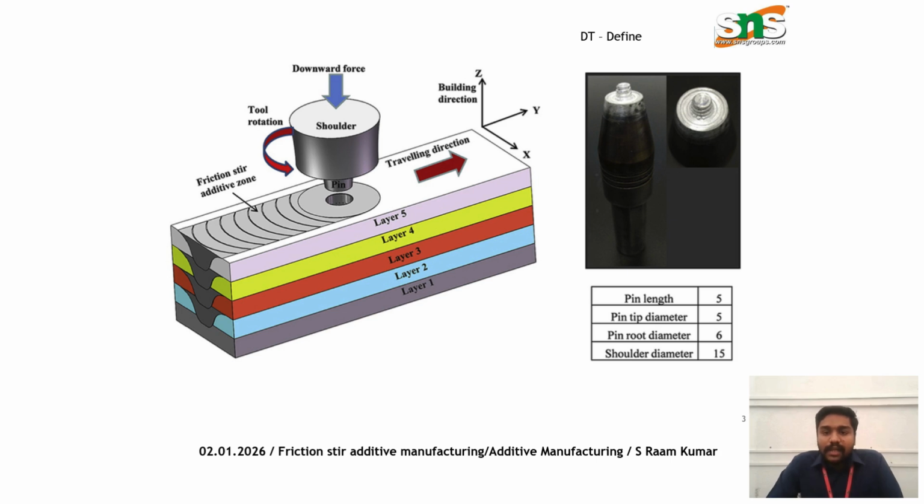From the picture, we can identify the pin length, pin tip diameter, and pin root diameter. So in order to process the friction stir additive zone, we can differentiate based upon the apparatus available in this structure. So this is how the friction stir additive manufacturing deposition process has been carried out by using a simulation method. From this, we can develop the defined stages, which is the second stage in DT.